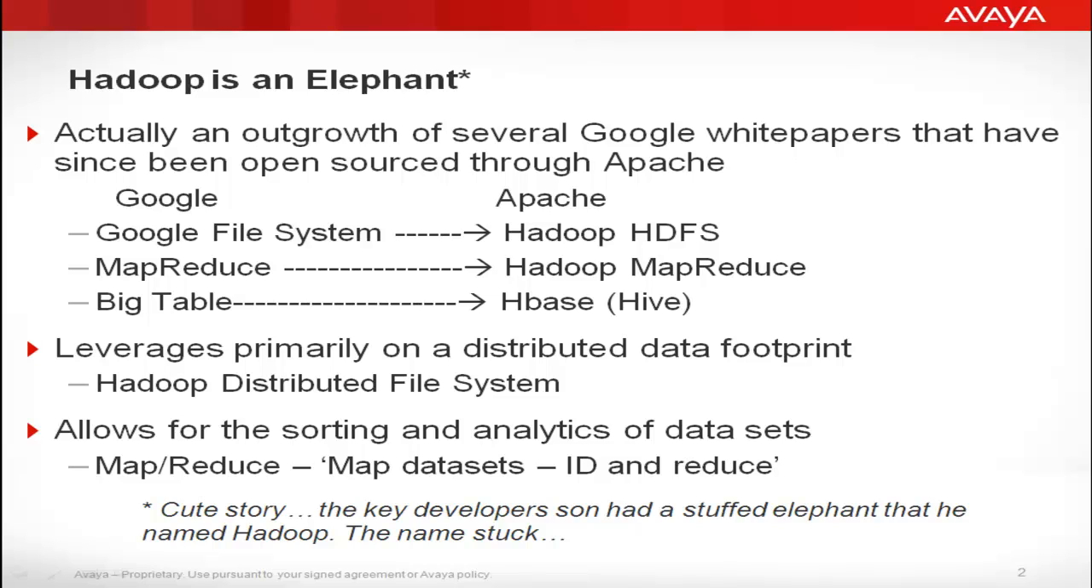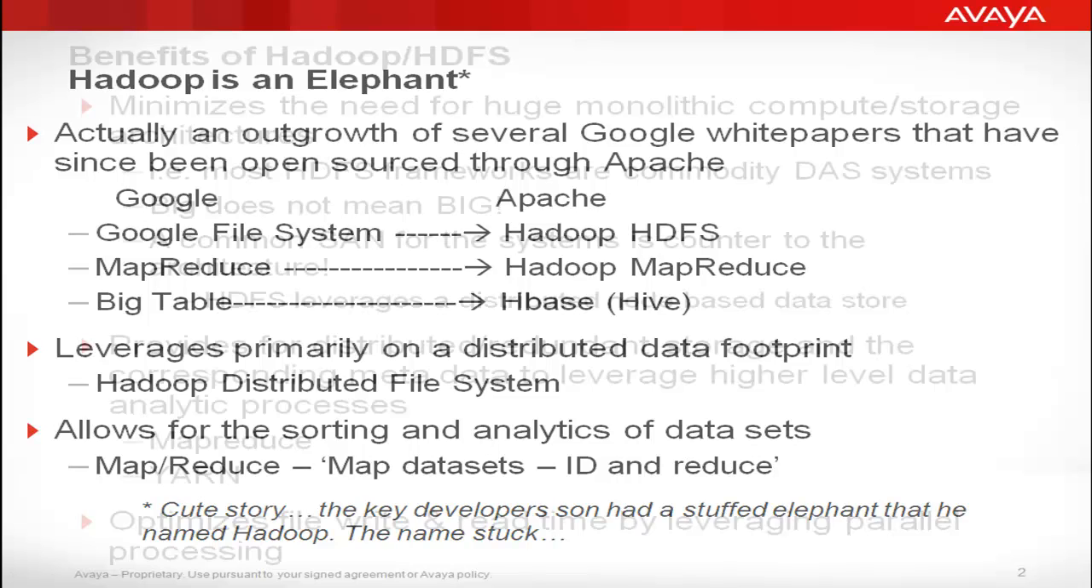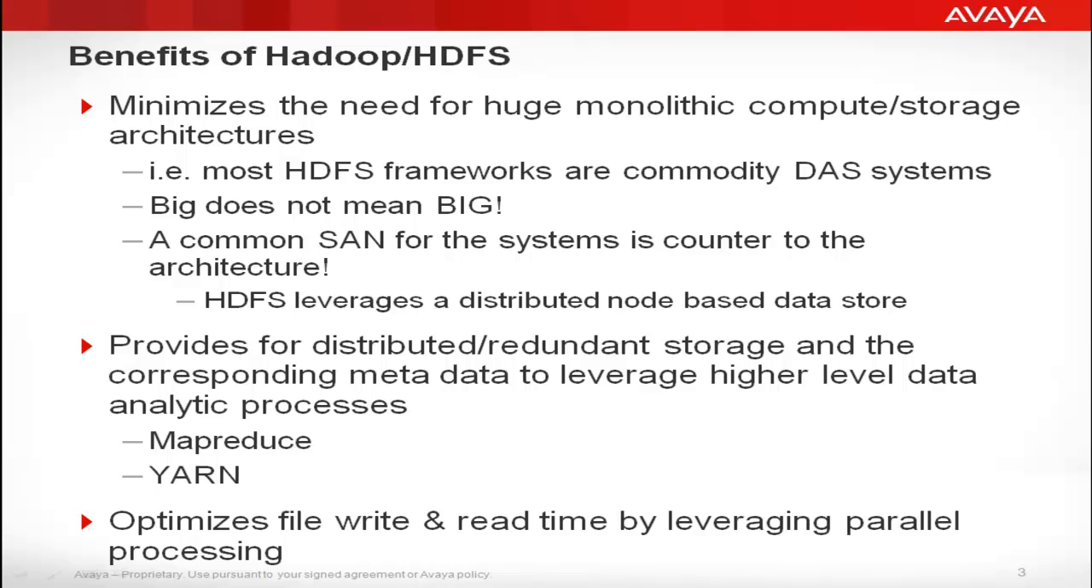Hadoop is available in an open source context, as well as by pure-play vendors such as Cloudera and MapR. Additionally, it is also available through the offerings of enterprise vendors such as Hortonworks, IBM, Microsoft, and EMC. The main benefit of Hadoop is that it minimizes the need for huge monolithic compute storage infrastructures to support big data or data science analytics. Because it leverages a distributed node-based data store, most HDFS farms tend to be comprised of DAS, or direct attached storage systems. So big does not have to be big.